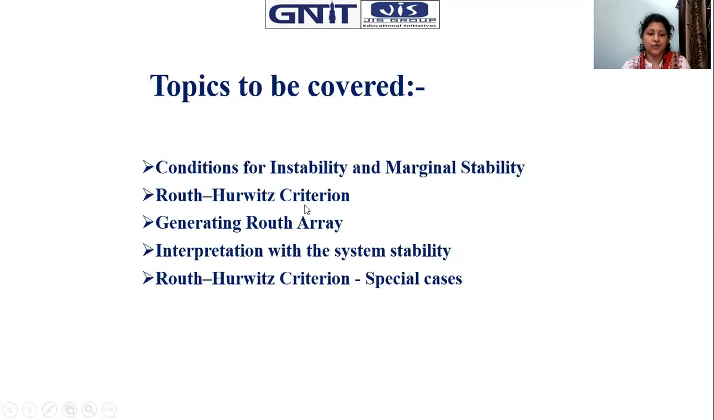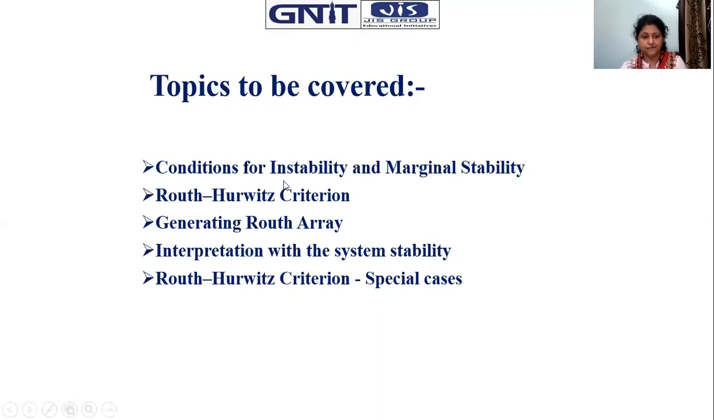Now, what is the Routh criteria to actually find the absolute stability of the system? As well as how the Routh array will be generated, what the interpretation of that array is, and what it tells us about system stability, which we will determine through the Routh-Hurwitz criteria. And then Routh-Hurwitz criteria special cases. For special kinds of systems, there are certain difficulties arising with the conventional Routh array, so we will move to the special cases and see how to handle them.